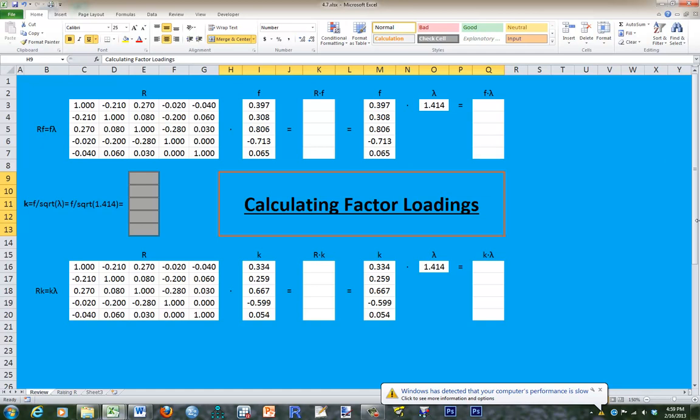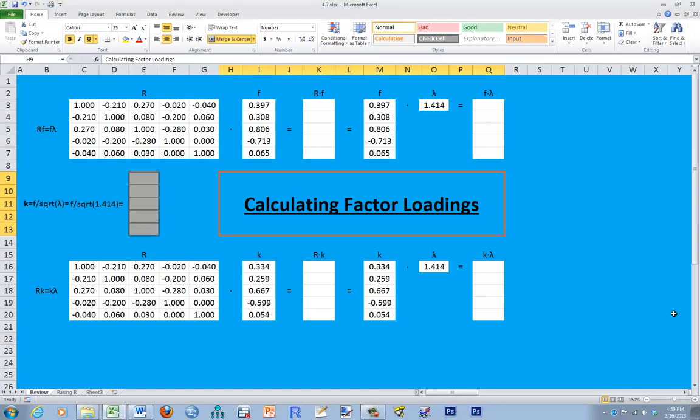Now to this point, we've talked about factor analysis and showed how many factors we can derive from a data set. What we need to talk about next is how factor loadings are obtained from the correlation matrix. So I've entitled this Calculating Factor Loadings because that's what we are going to do today.